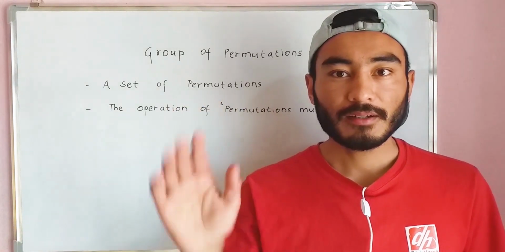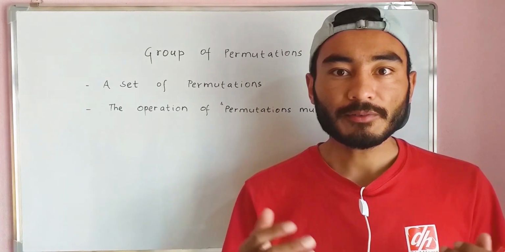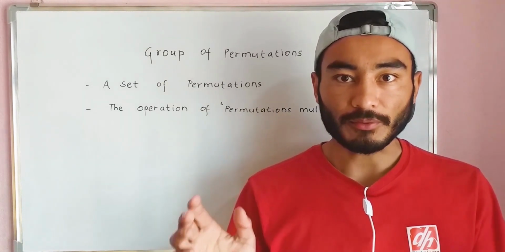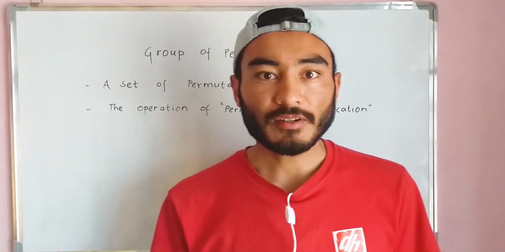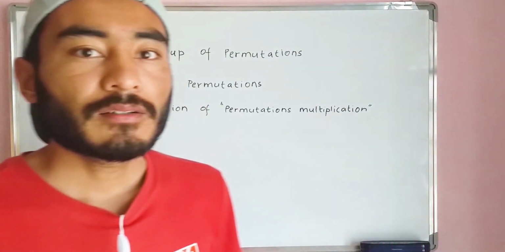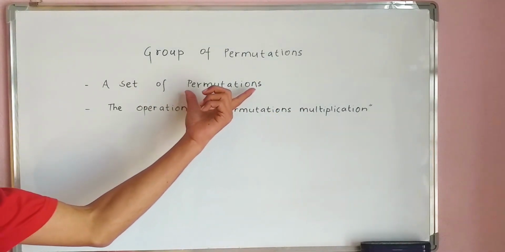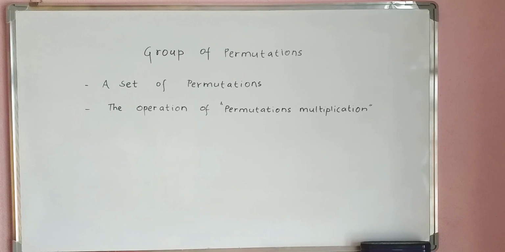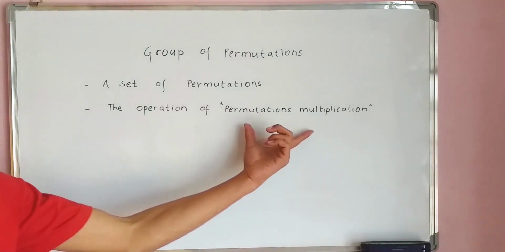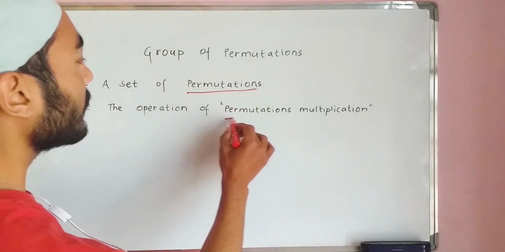Hello everyone, this video is on group of permutations. A group of permutations is a part of symmetric groups. A group consists of a set and an operation defined on the set. The group of permutations consists of a set of permutations and the binary operation is the permutation multiplication. Permutations and permutation multiplication.